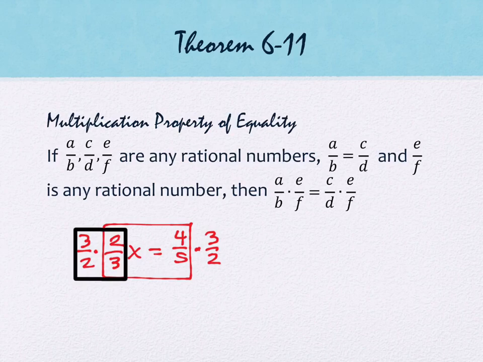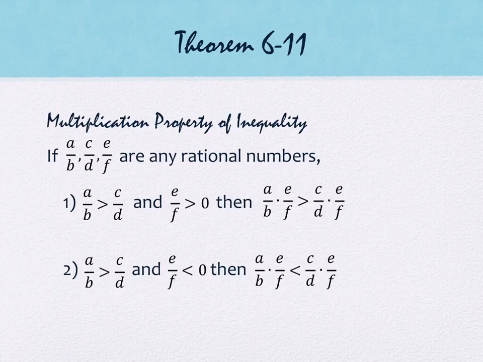Okay, I think there's a couple more. Inequality. So the multiplication property of inequality says much the same thing as the equality one that we just did. A over b, c over d, e over f, rational numbers. The difference is that they're deciding that a over b is greater than c over d. And that's the same condition on number 1 and number 2. It's still the same ordering: a over b greater than c over d.